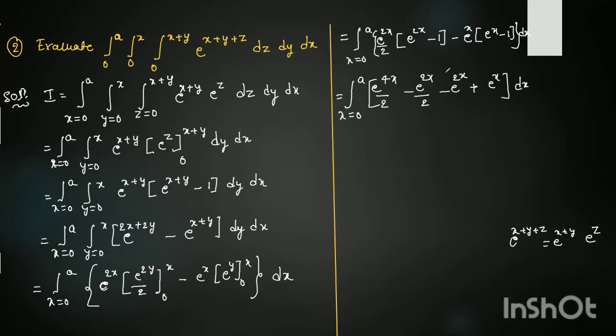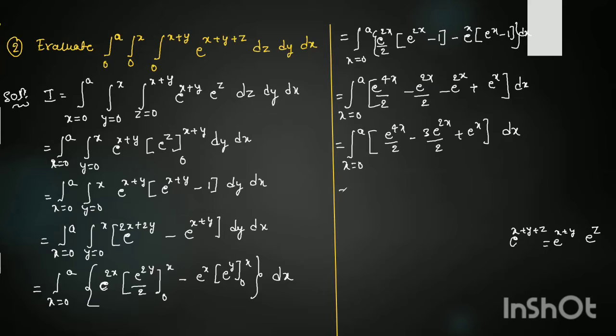Now we can simplify. These two are the same term, e to the power 2x. Take the LCM. LCM is 2. So here you have to multiply by 2. Minus 1 minus 2 is minus 3. So before integrating, x equal to 0 to a, e to the power 4x by 2 minus 3 e to the power 2x by 2 plus e to the power x, dx.